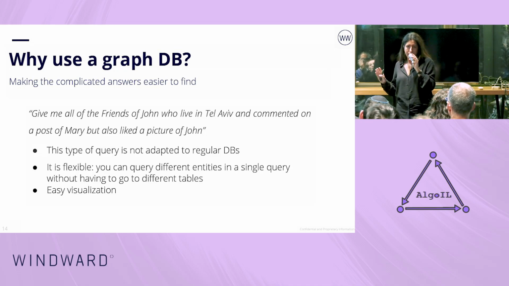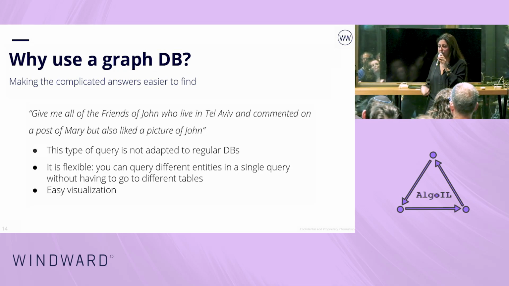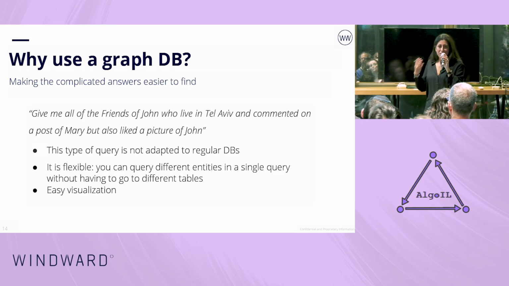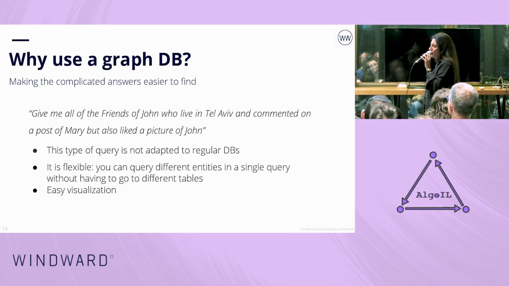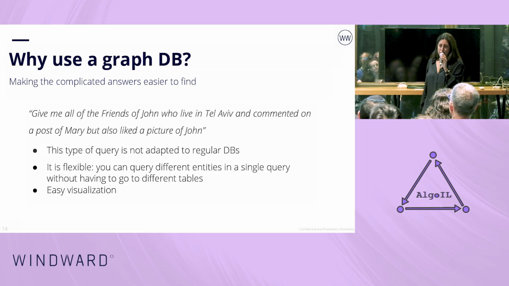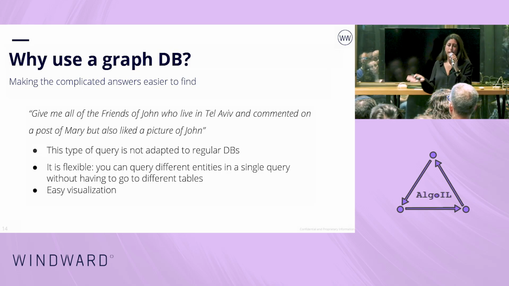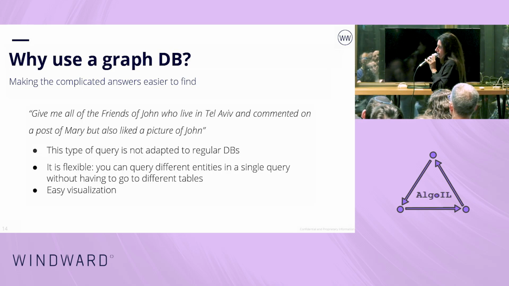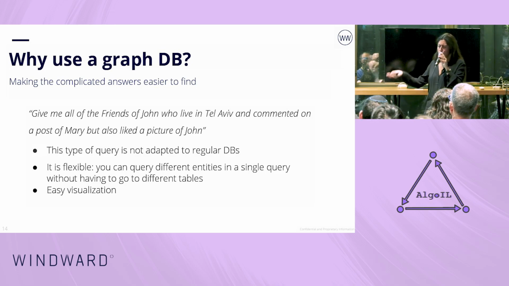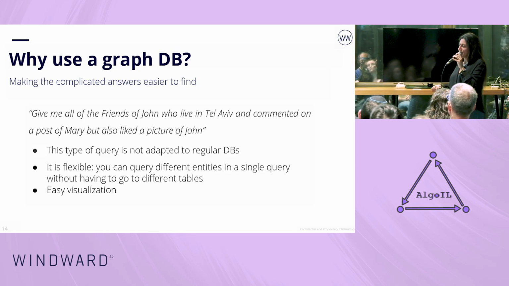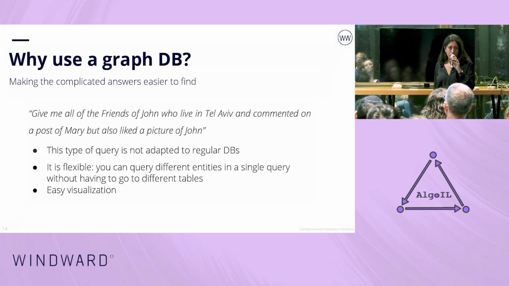I think that until now you're pretty convinced, but if you're not, let me show you one last time why you should use a graph DB. Because using graph DBs makes it much easier to find very complicated answers. Let's forget about maritime for a second and take some kind of social network database. Let's say I want all the friends of someone who liked a picture of someone else who also liked a picture of another guy. This query is not at all adapted to a regular database.